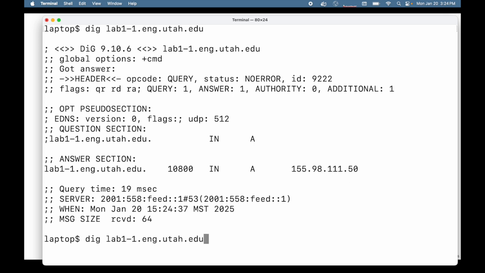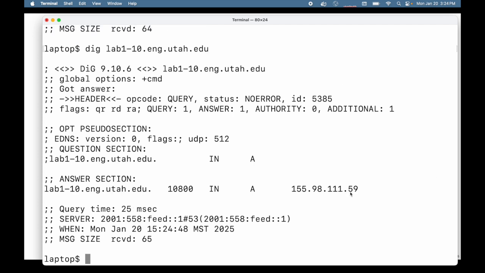111.50, and if we look at another machine close by, say 2 or even 10 here, it turns out that lab 1-10 is the same except 59 instead of 50. So that all makes sense. Those machines are sitting in the same room, and not coincidentally, they have very similar numbers.